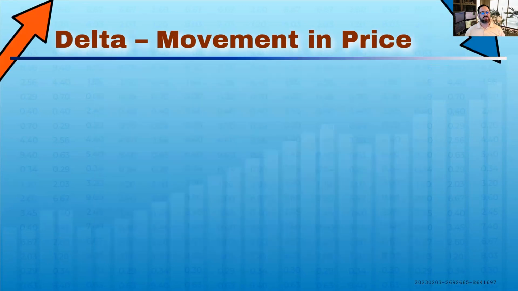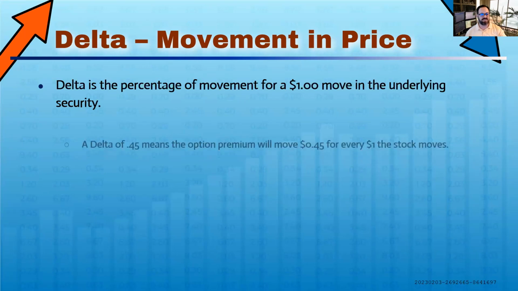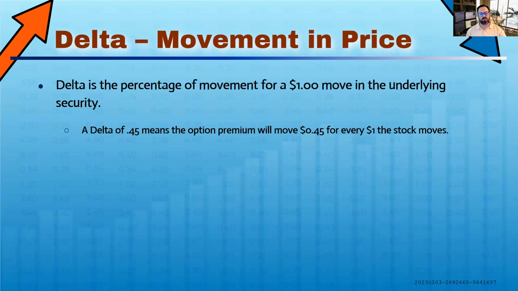So when it comes to delta, I mentioned it's movement in price. Delta is simply the price movement of your premium of the option for a $1 move in the underlying security. So if you have a delta of 0.45 or 45%, it means the option premium will move 45 cents for every $1 that the stock moves, either up or down. If it moves less than $1, you would just multiply by that factor, that 0.45, to figure out how much the premium would move. The nice thing is we don't have to do it ourselves. All you have to do is have a platform like TradeStation OptionStation Pro that does it for you.